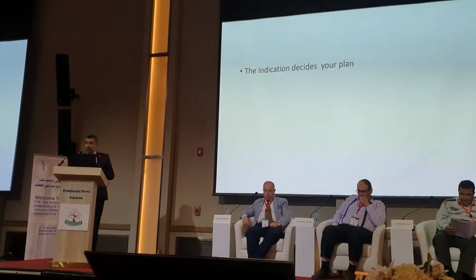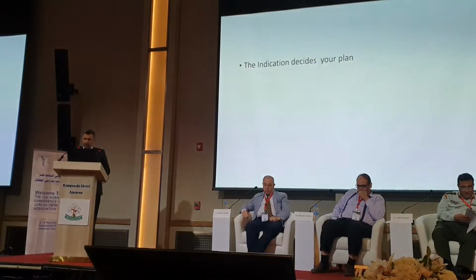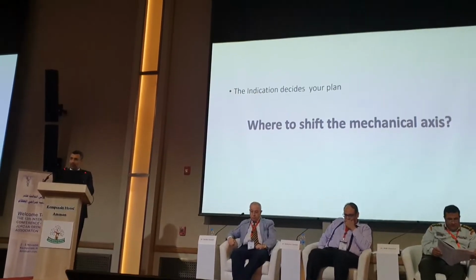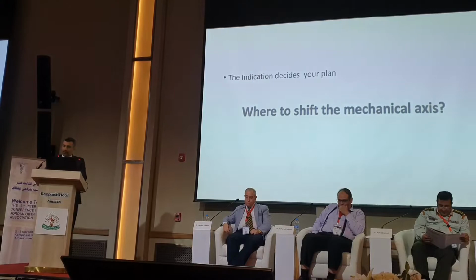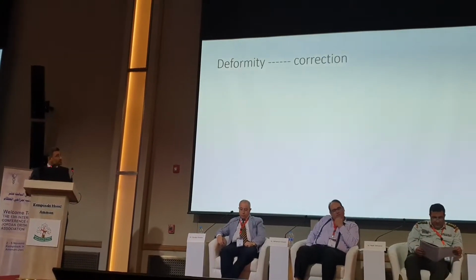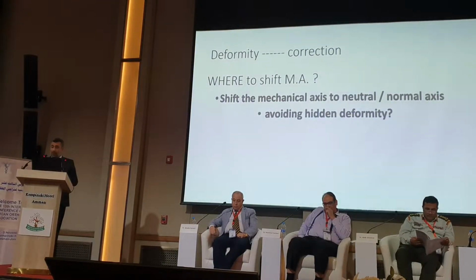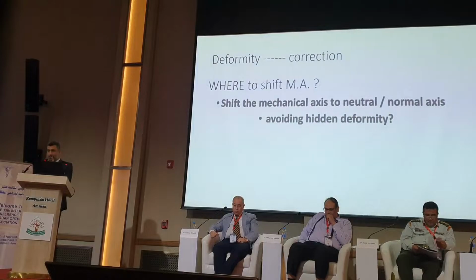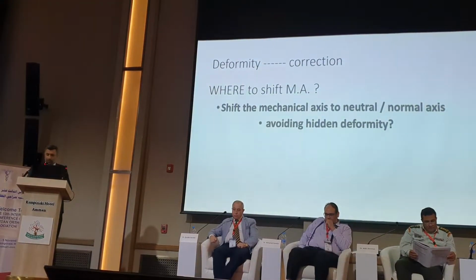Now, the indication decides your plan: whether to correct or overcorrect, and where to shift the mechanical axis. I need only correction in a normal knee, or I need to overcorrect in a diseased knee. So this is given our indication and our plan. Our aim is to shift the mechanical axis to neutral, in this case, or to the normal side. This is in terms of deformity correction.